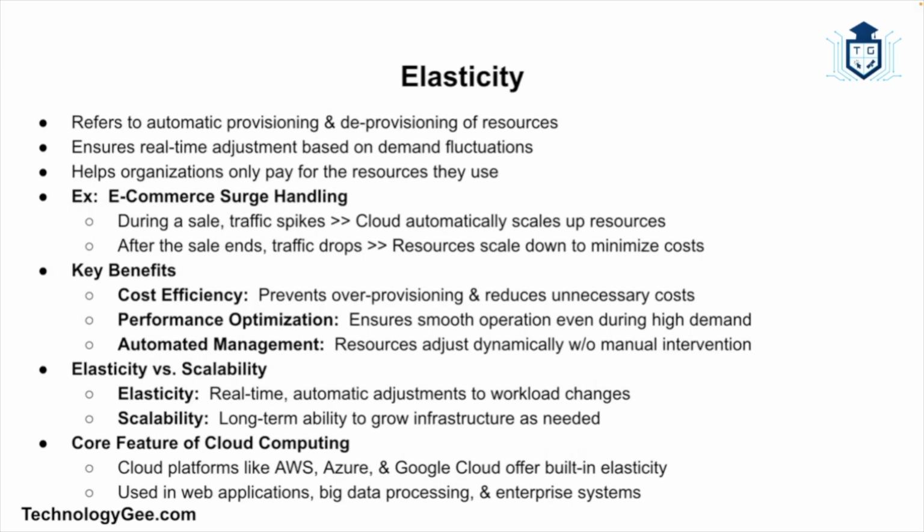The next concept is called elasticity, and this is a specific aspect of scalability that involves automatic provisioning and deprovisioning of resources in response to real-time demand. And this ensures organizations only pay for what they use. So, for example, an e-commerce site that's experiencing a surge in traffic during a sale can automatically scale up its resources. And once the traffic subsides, the resources scale down to minimize costs. So elasticity is a hallmark of cloud computing where it provides cost efficiency and dynamic resource management.